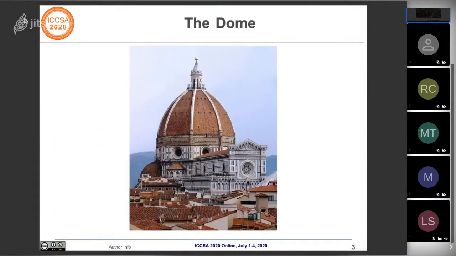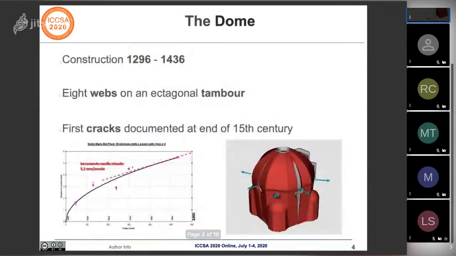So the Santa Maria del Fiore is the Cathedral of Florence. Its dome was built between 1296 and 1436, and broadly speaking, it is made of 8 webs built on an octagonal tambour. The first cracks in the dome were documented at the end of the 15th century, and since then they have been expanding, which is a problem because they may cause the overall structure to become unstable and eventually collapse.